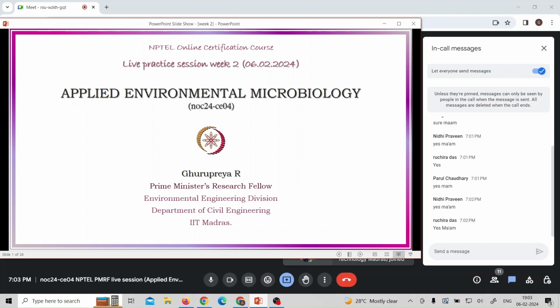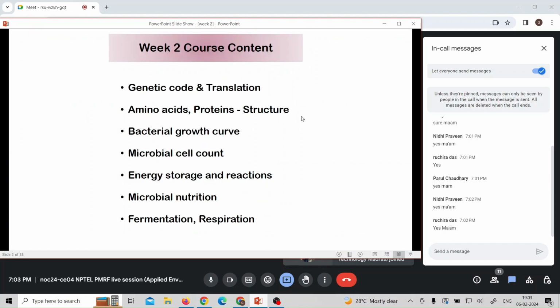So before starting with today's session, we'll see what are the course content that was covered in week two. So genetic code and translation was covered. We saw about the central dogma in last week's session also. So in continuation with that, there is a content about genetic code and translation, amino acids and protein structure, and then we move on to this part of bacterial growth.